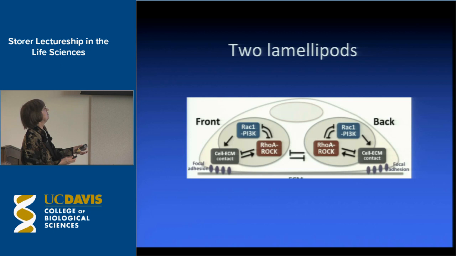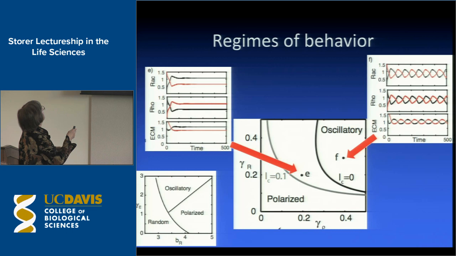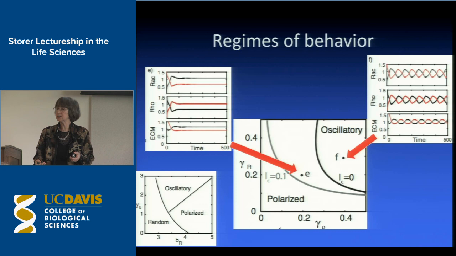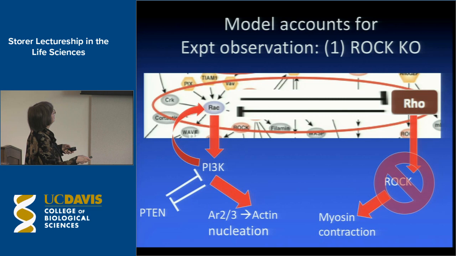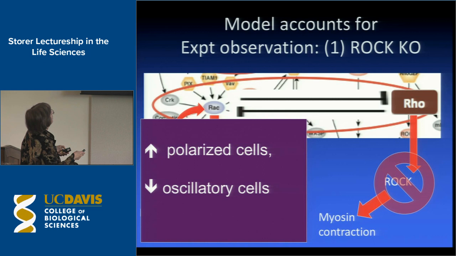So it turns out that indeed you can account for both persistent cells as well as oscillatory behavior with dependence on the parameters as well as a random state. And those parameters can be interpreted in terms of the drugs that are applied. So for example, if ROC is knocked out, the model can account for this type of knockout. Let me back up here. So if you knock out ROC, you increase the percentage of polarized cells at the expense of the oscillatory cells.